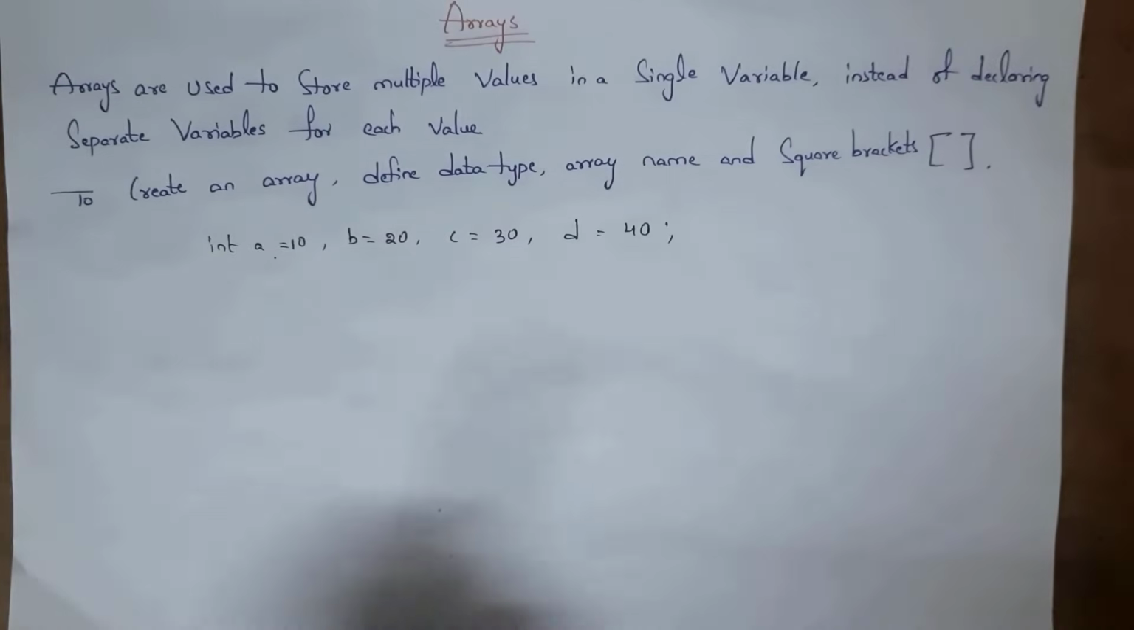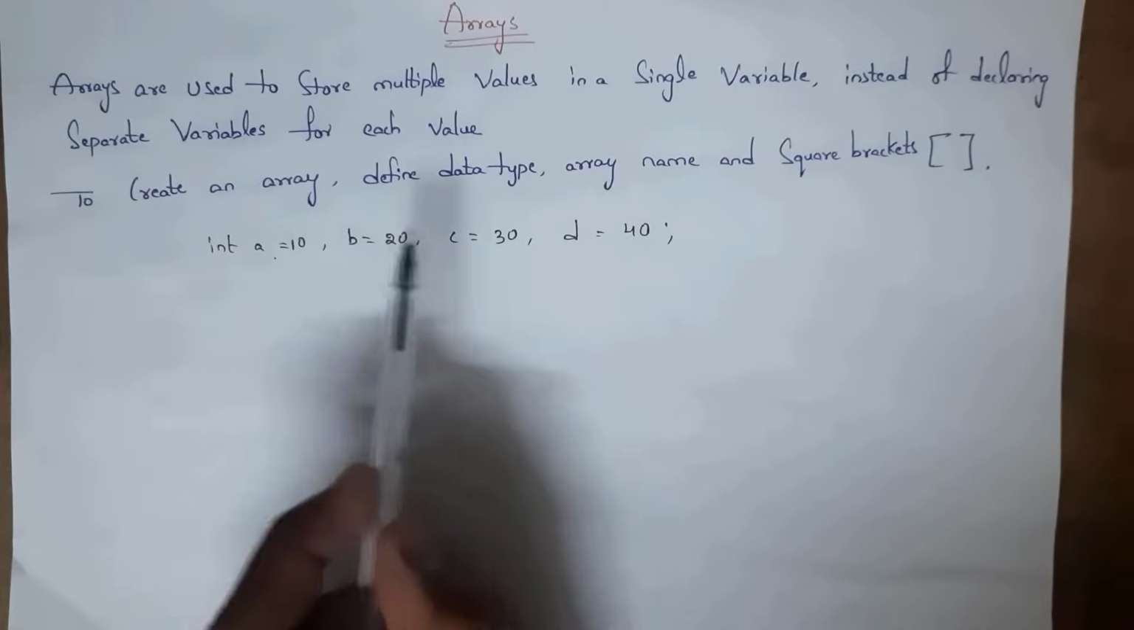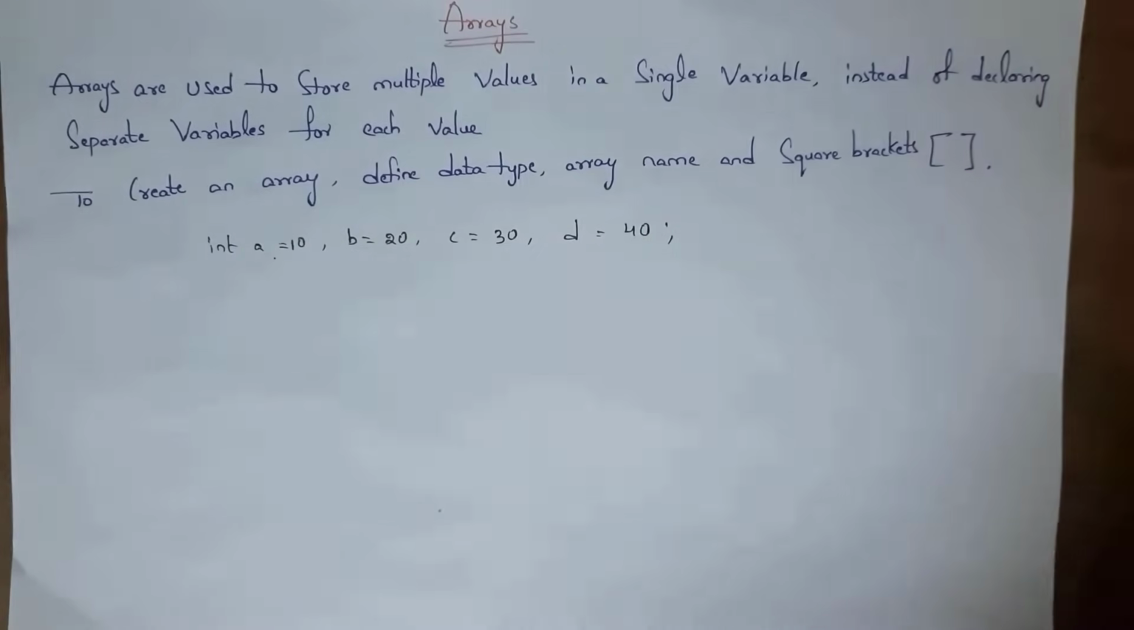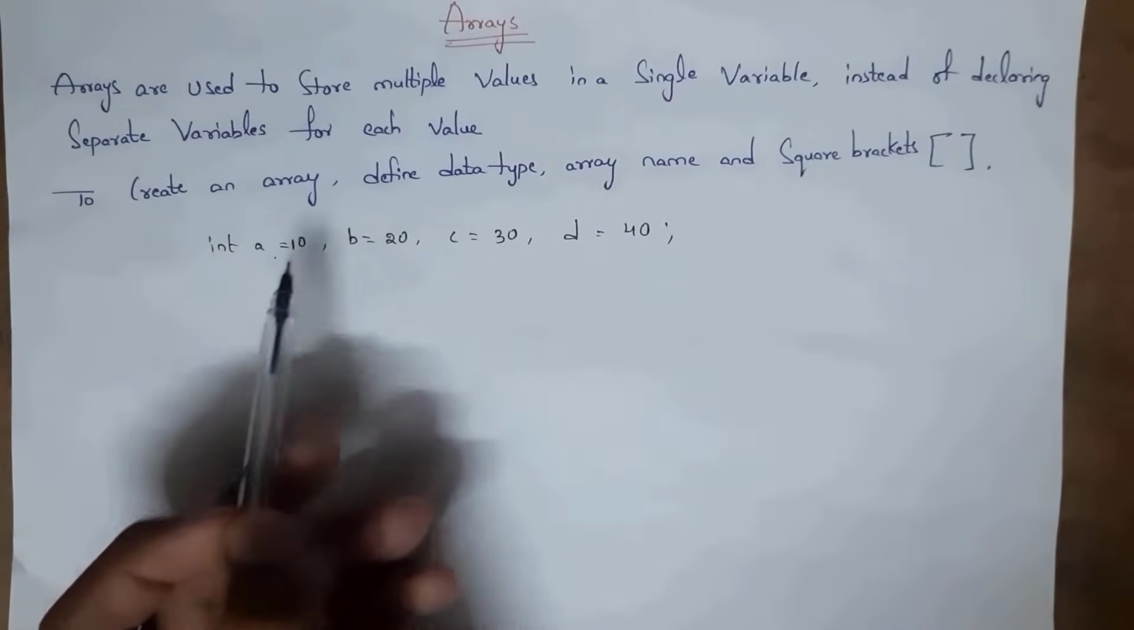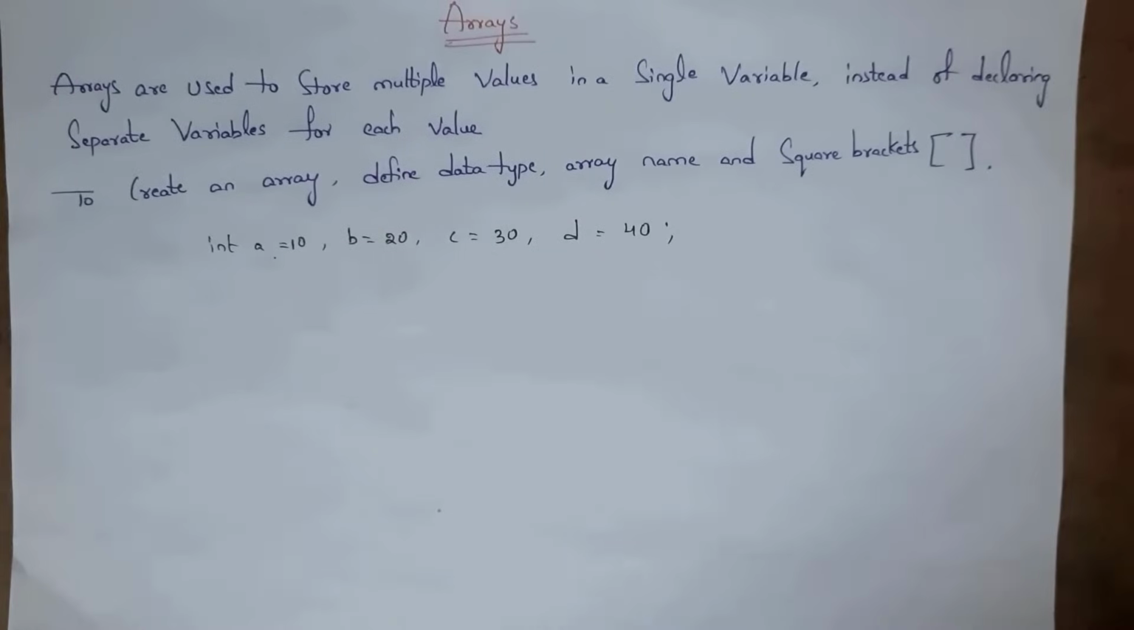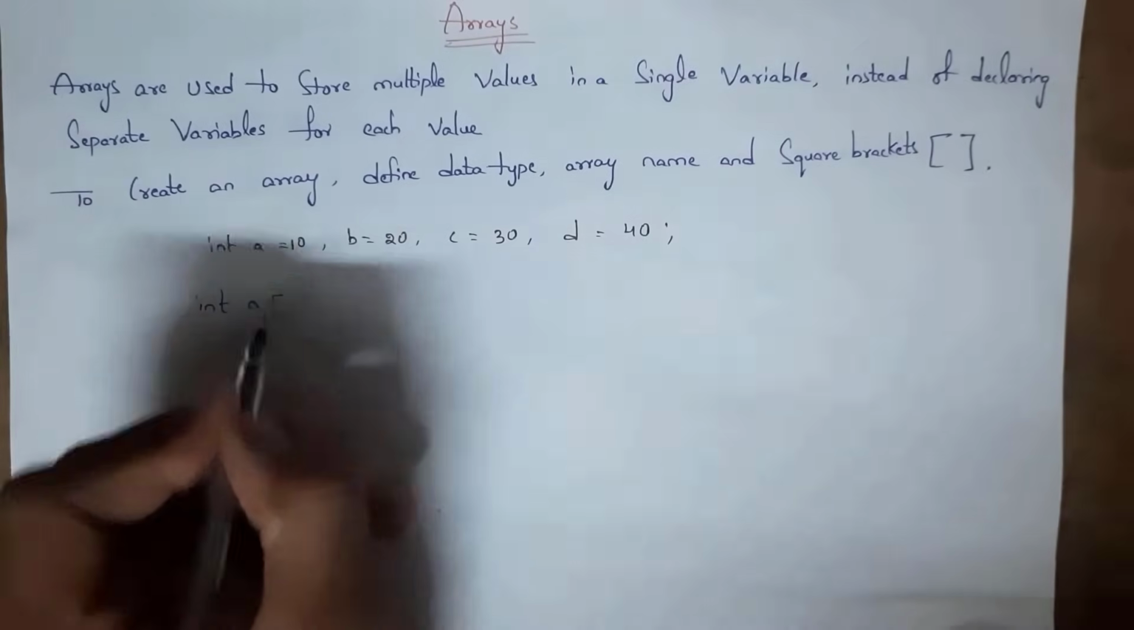But if I want to store all these values 10, 20, 30 and 40 in a single variable, for that purpose we use arrays. For example, instead of taking separate variable for each value, I can take only a single variable and then I include values in that. Int a of, this is square bracket.